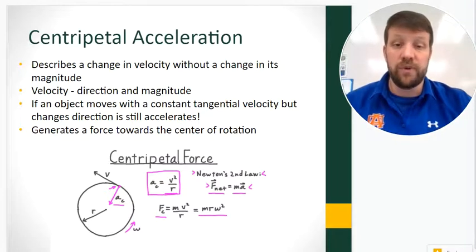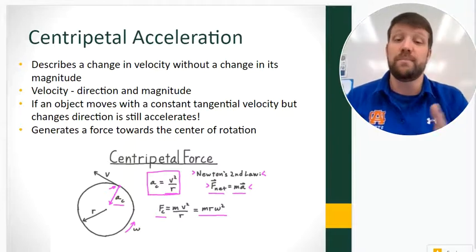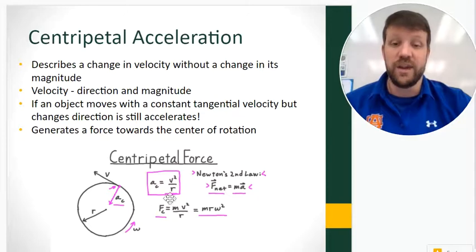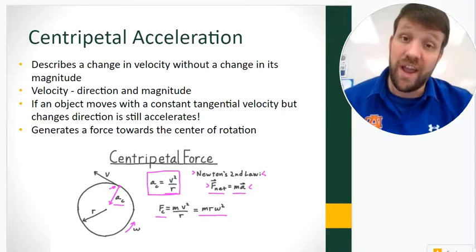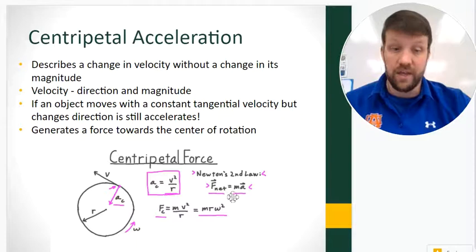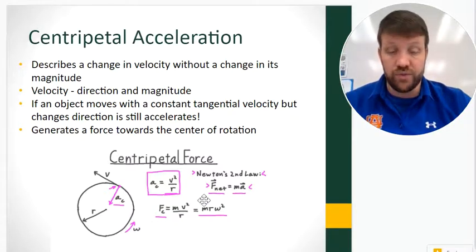So velocity, remember, is both direction and magnitude. If an object moves with a constant tangential velocity but changes direction, it still accelerates. And we see the acceleration that we could measure down here, v squared over r. That accounts for that acceleration, that change in direction without there being a change in speed. All right? And a reminder there: net forces and Newton's laws all hold true here as well.